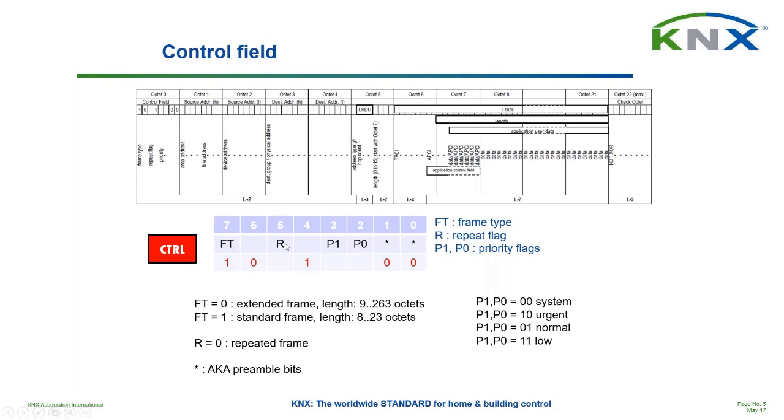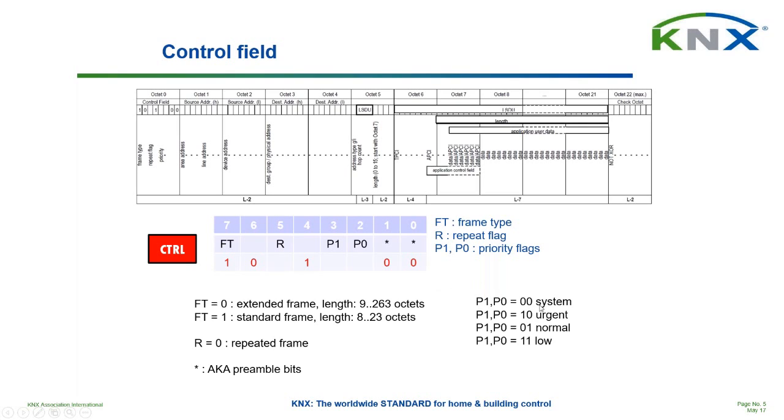For the rest, there is the repeat bit, on position 5, or bit 5, which is the bit that indicates whether this is the original telegram or the repeated telegram. In case this bit is 0, it means this is a repeated frame or telegram. And then bits 3 and 2 indicate the priority of the telegram, in which we see the values here.